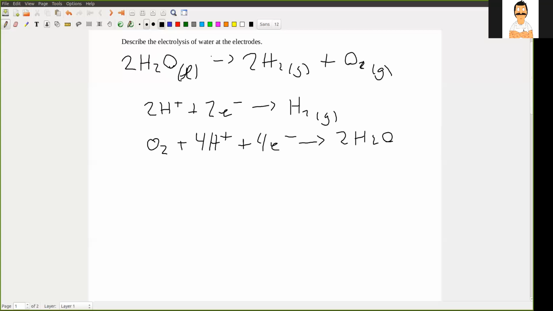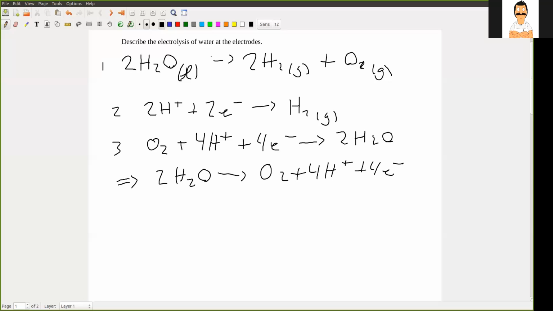So now you're starting to see how this is familiar. If we were to try to match, let's call this equation 1, equation 2, and equation 3. If we were trying to match equation 2 and 3 to equation 1, we would flip equation 3 to the other direction. So let's do that. 2H2O yields O2 plus 4H+ plus 4 electrons. And we get equations 2 and 3 from our standard reduction potential table.